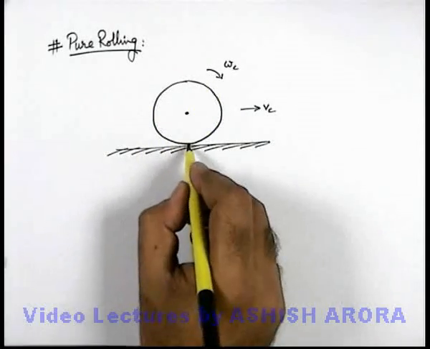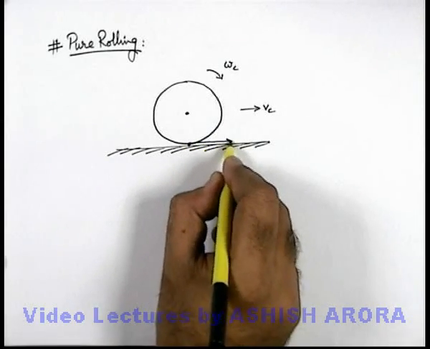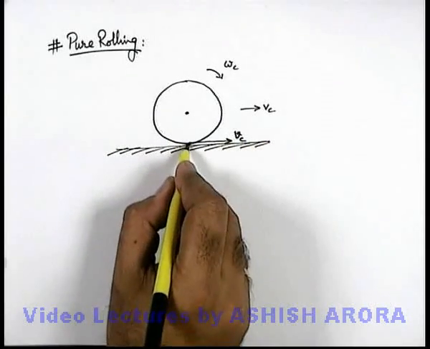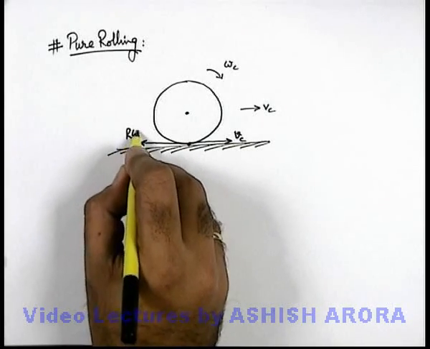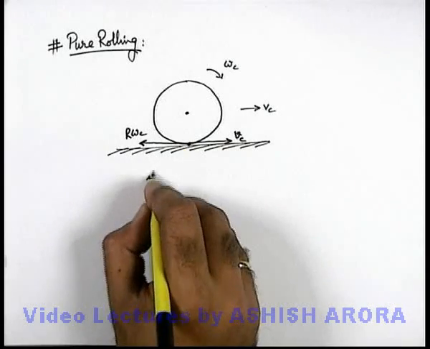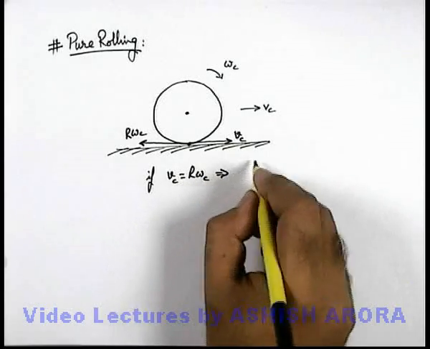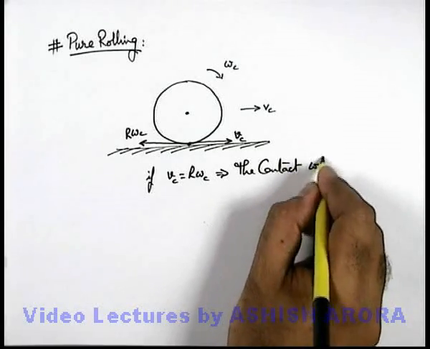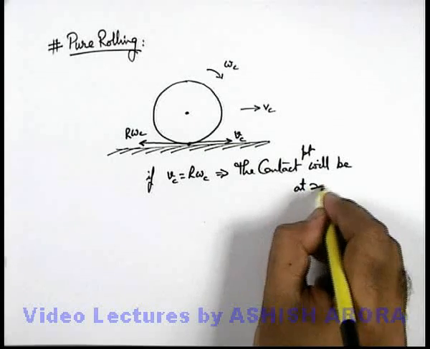In this situation, if we just talk about the bottommost point, due to translational motion it will be having a velocity in forward direction, and due to rotational motion it will be having a tangential velocity r omega c in backward direction. So about this point, if Vc is equal to r omega c, this implies the contact point will be at rest.